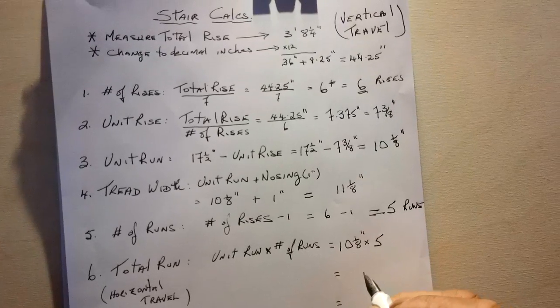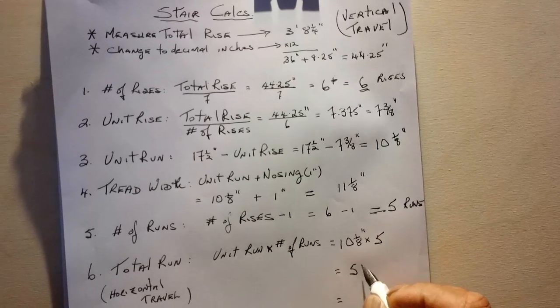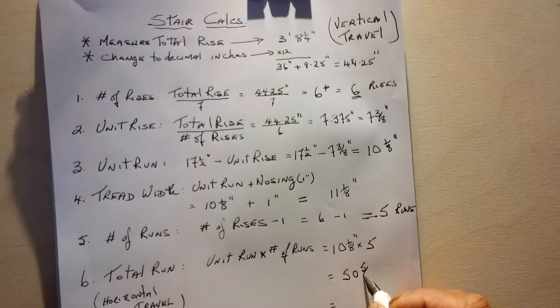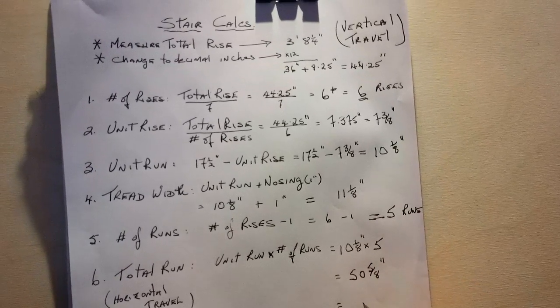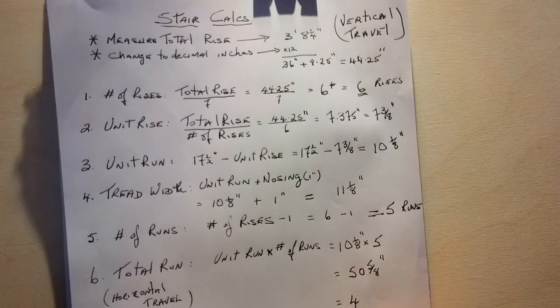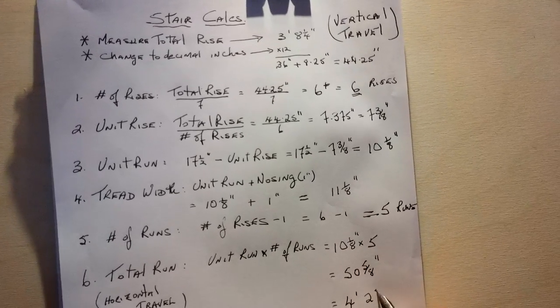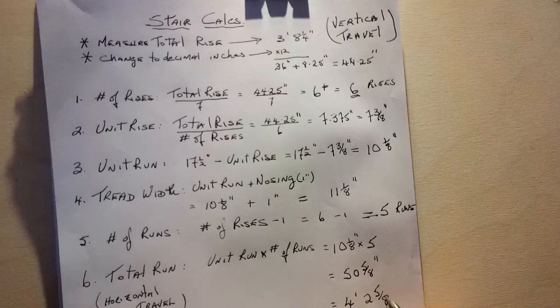Now we can do this separately. 10 times 5 is 50, and then 1/8 times 5 is 5/8. So we have 50 5/8 inches. We know that 48 inches is 4 feet, and then what we have left is 2 5/8 inches.